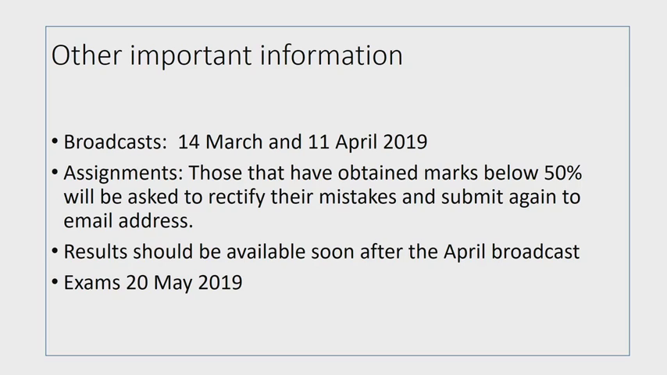And then remember, the assignments are to be in on the 11th of March, no extension. Those that then obtain marks below 50% will get their feedback probably around about the 11th of April, or just after that, and you will have to rectify your mistakes because you don't have a second opportunity assignment to make up for bad marks. Your results should then be available as soon after the April broadcast as possible. It depends on how soon I can mark 300 assignments. And then the exams will be the 20th May, so you will know at least three weeks or so before the exam who is eligible for the exams.